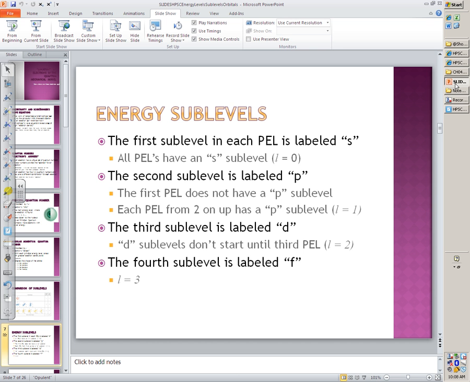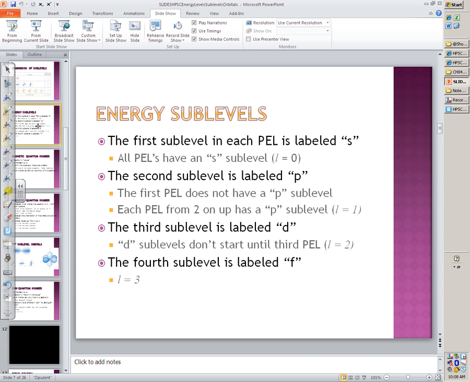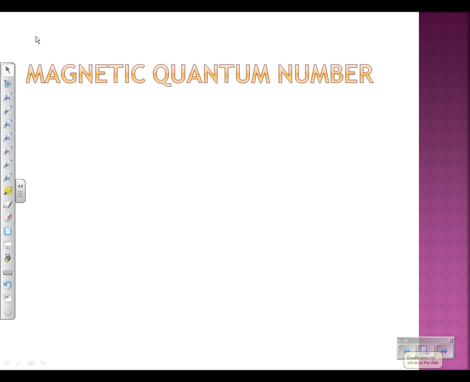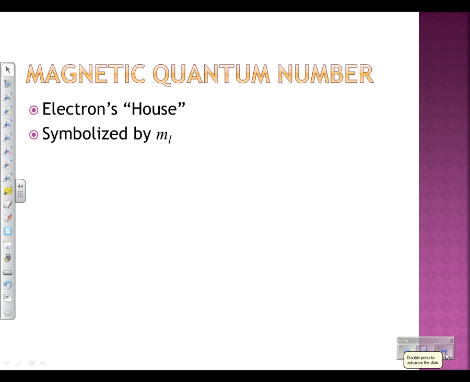We call this quantum number the magnetic quantum number. First, we use the lowercase letter m with the L subscript, or you could just use lowercase m, which is what I'll probably do. Okay? So let's just say, lowercase letter m. This represents the electron's house.